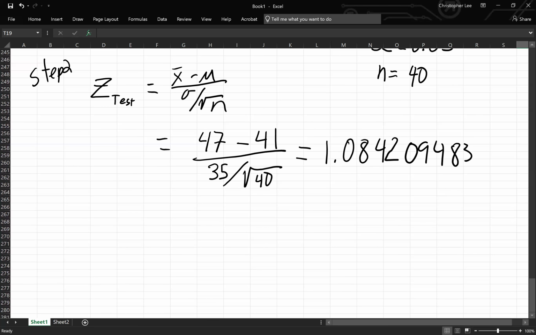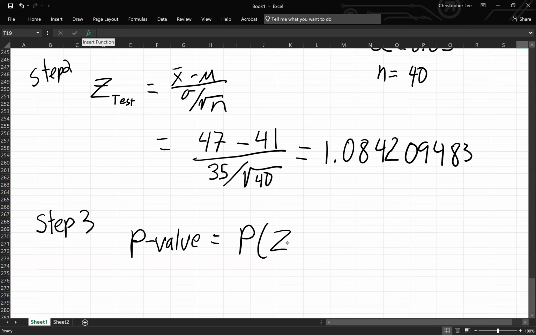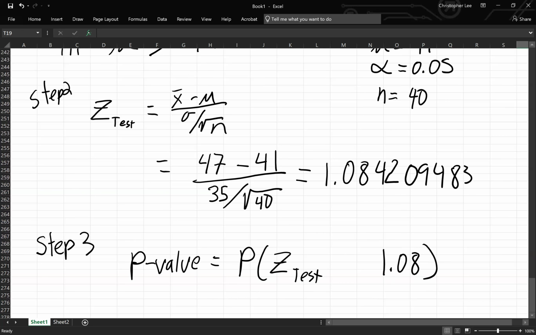So now, step 3. Oh, we're not there yet. We're on step 3. All right. So now for step 3, I want my p-value. And my p-value is going to be the probability of my z-test something 1.08. What's the inequality symbol that I'm going to write here?